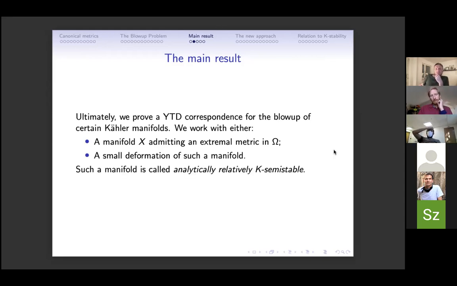So collectively, we'll call those manifolds analytically relatively K-semistable. It's kind of a horrible thing to say out loud, but it implies the relative K-semistability of (X, ω). And so it's a kind of analytic way of having this, because you can see your manifold as a smooth deformation of something smooth that admits an extremal metric, whereas in general you would expect some kind of singular thing.